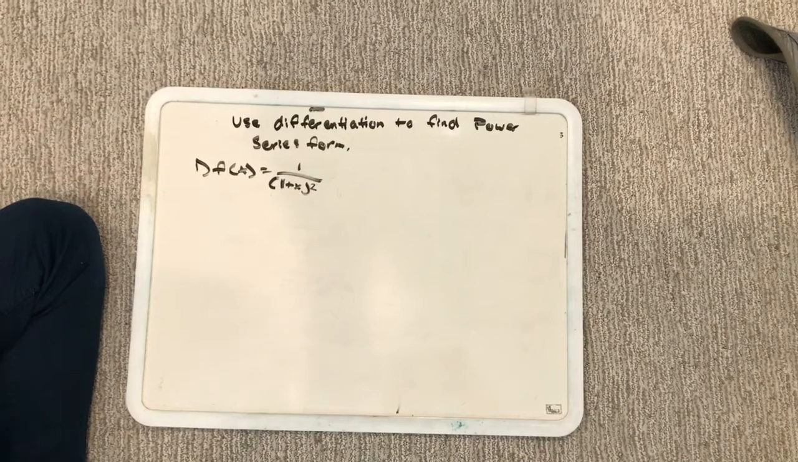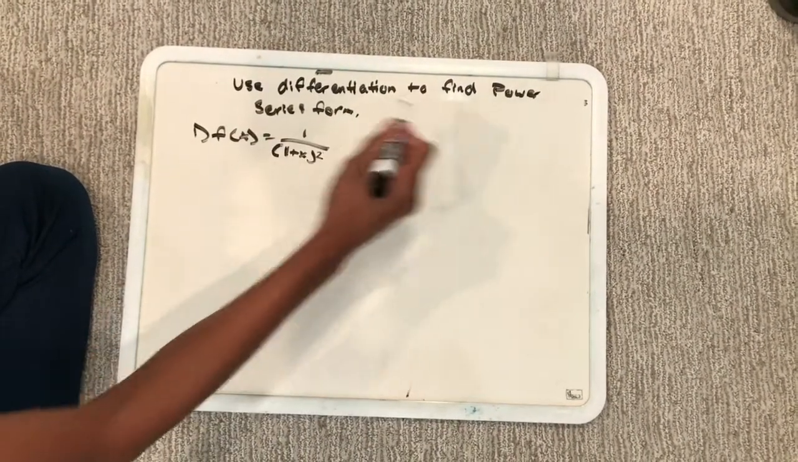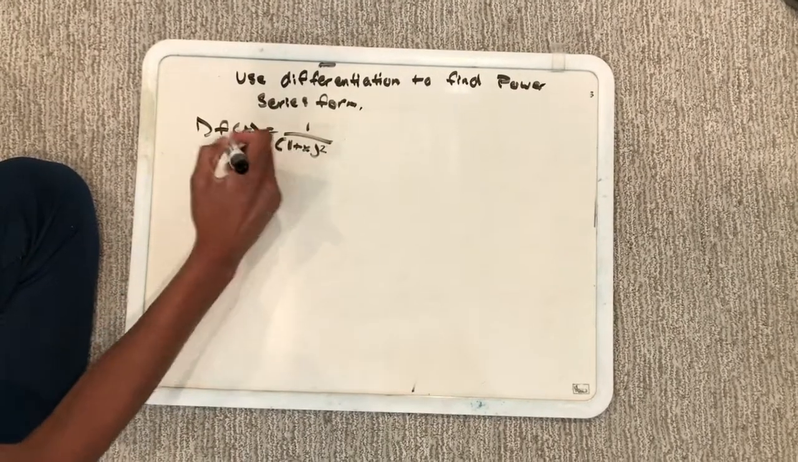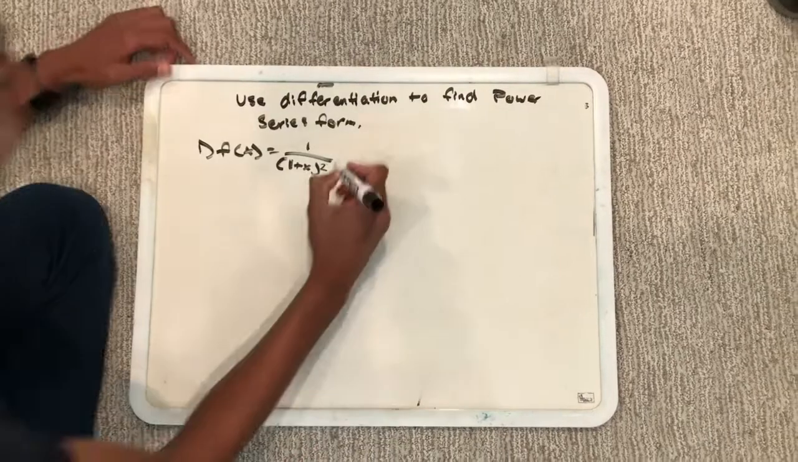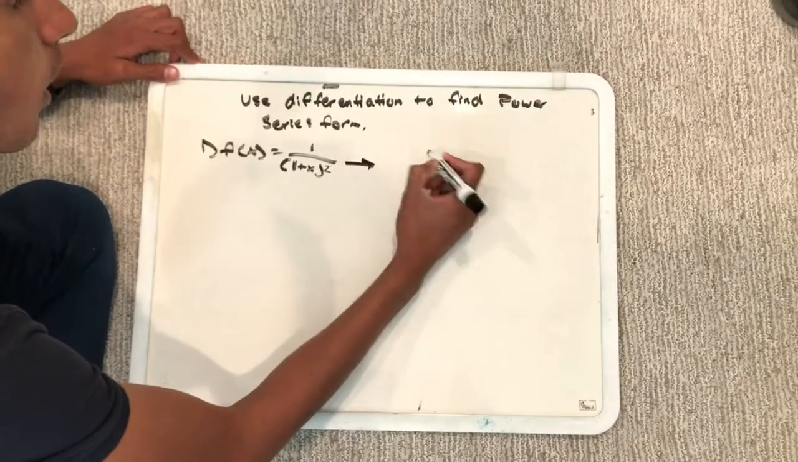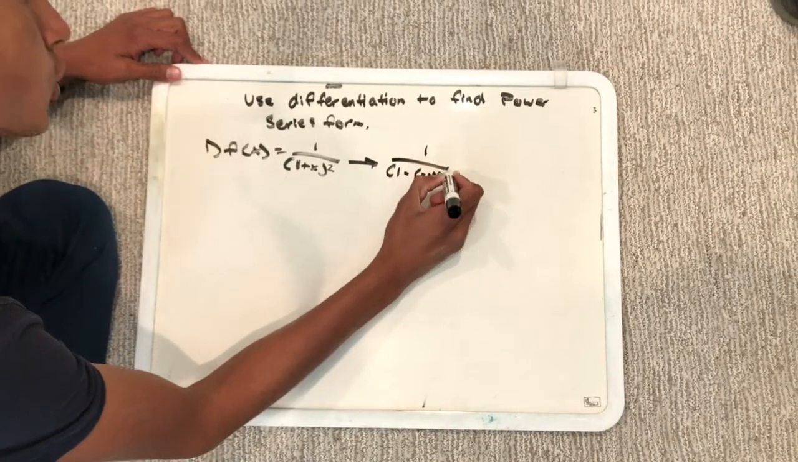Now we're going to be looking at a different type of power series problem, where it says use differentiation to find power series form. So they give us an equation f of x equals 1 over 1 plus x squared, and we're supposed to represent that as a power series. First, I'd like to strongly encourage you to write this as 1 over 1 minus negative x squared, okay?